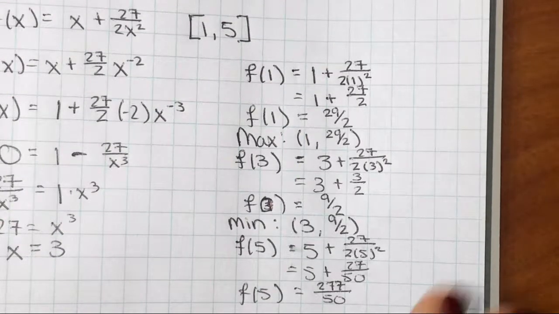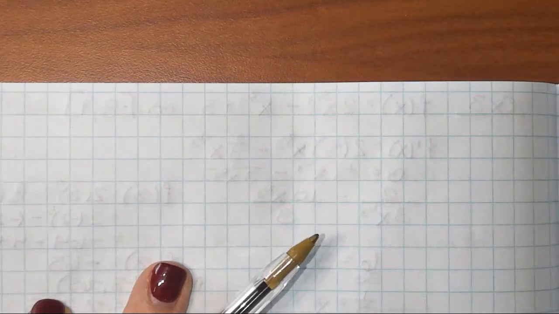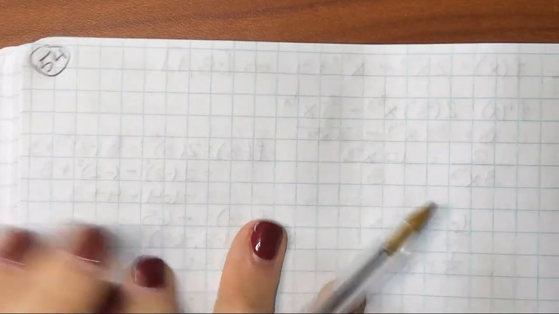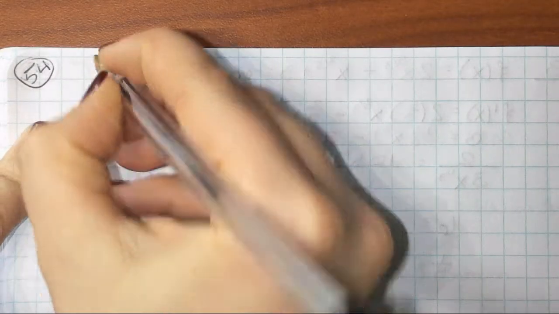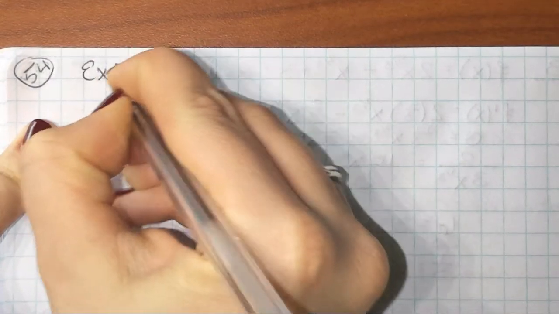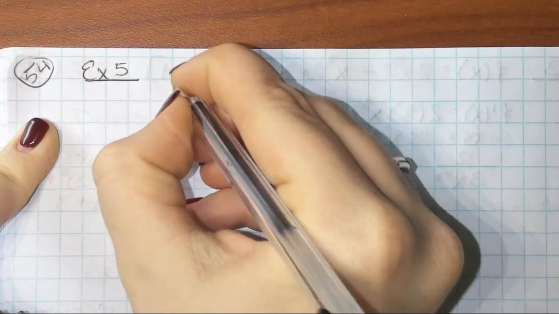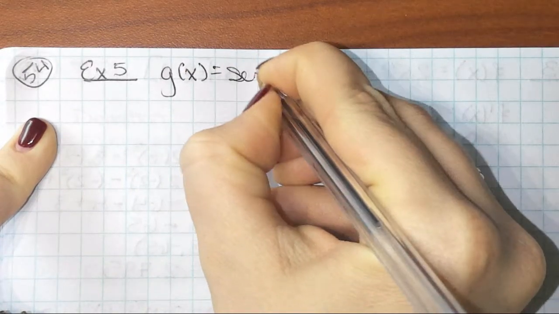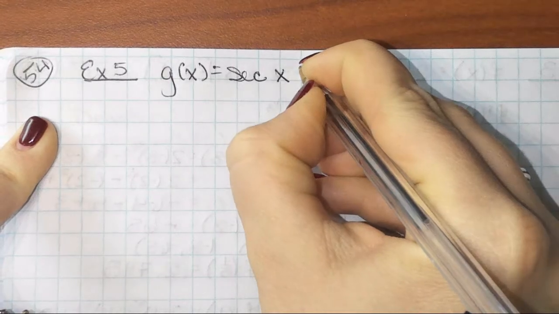Okay, and last one. Last one for today is going to be g of x equals secant of x.